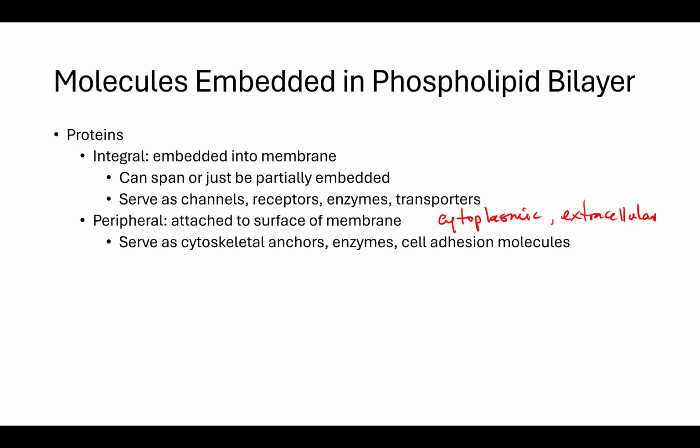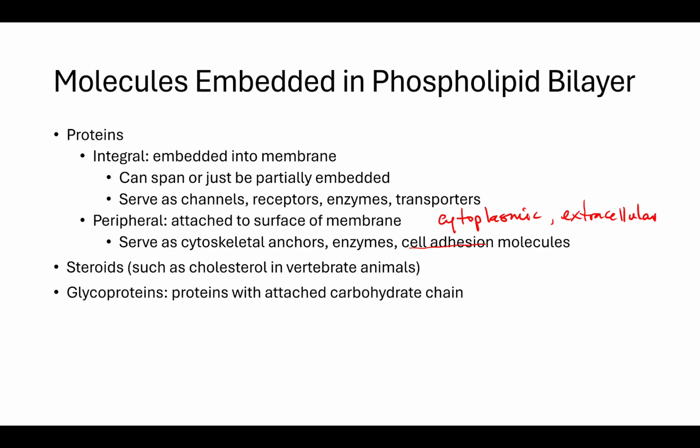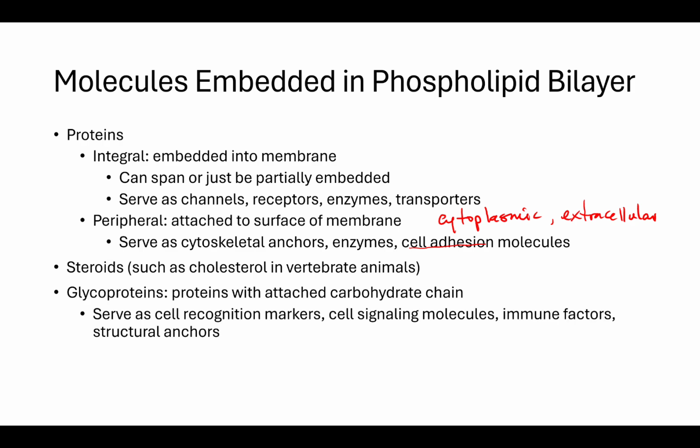These guys can serve as anchors for parts of the cytoskeleton. They can serve as cell adhesion molecules, which help cells stick together. They could also just be enzymes. We'll talk about some of those later. Then you have those steroids, which in vertebrate animals like ourselves are cholesterol, which we talked about on a previous slide. You have glycoproteins. A glycoprotein is a protein with glyco, meaning sugar, attached to it. So basically it's a hybrid molecule that's part protein, part carbohydrate.